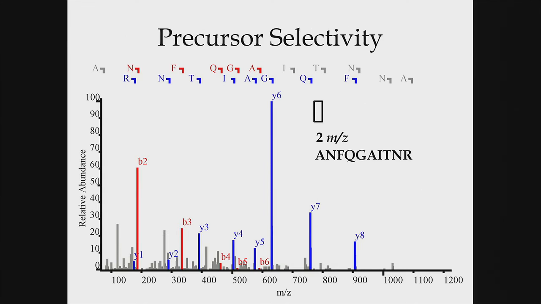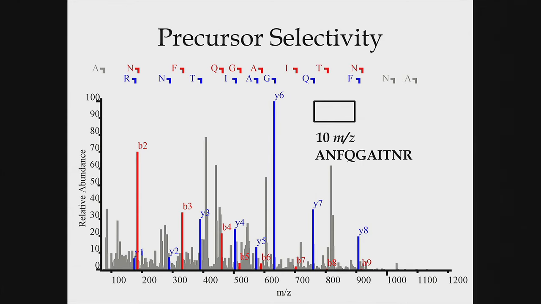So here's an example of a spectrum from a DDA run with a 2 mass to charge wide window. This should be pretty familiar to people. I've just highlighted the peaks in the spectrum that correspond to this particular peptide of interest. This is with a 2 mass to charge wide window, but when you jump up to a 10, we see an increase in the complexity clearly.